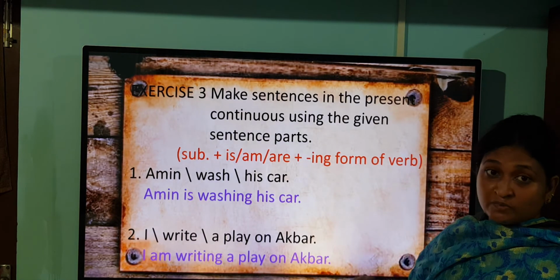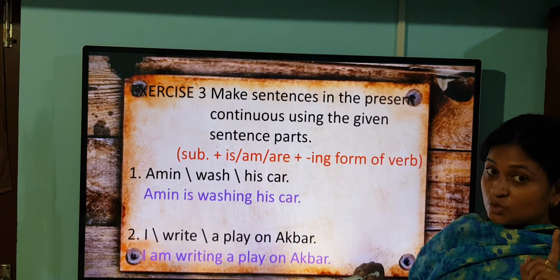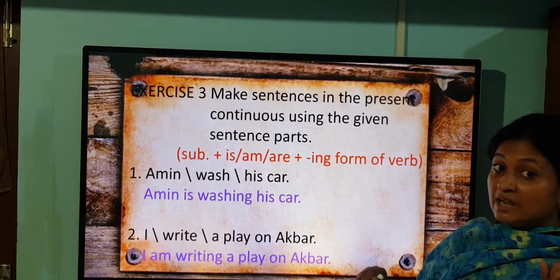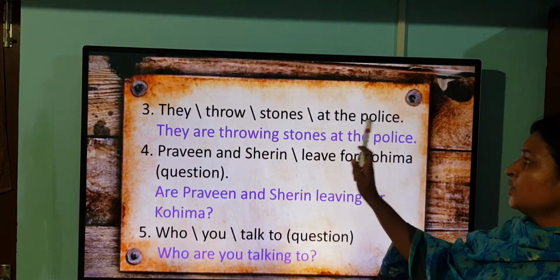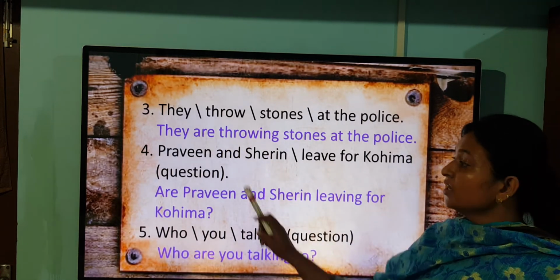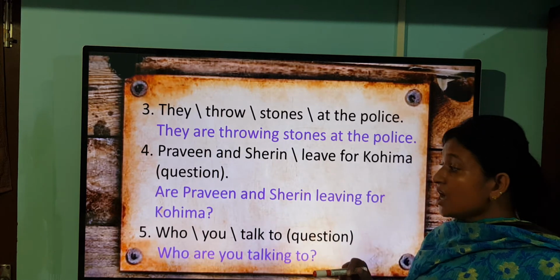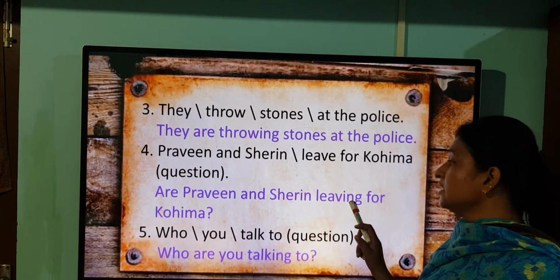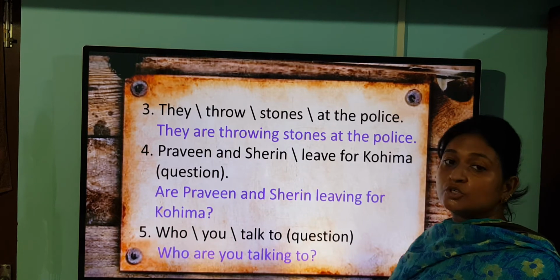Children, always remember when you write, single T is used. Many children make a mistake, they write double T. That's wrong. They throw stones at the police. They, plural, are throwing stones at the police. Praveen and Sharon leave for Kohima. Question. Are Praveen and Sharon leaving for Kohima? Who you talk to? Who are you talking to? Question mark.